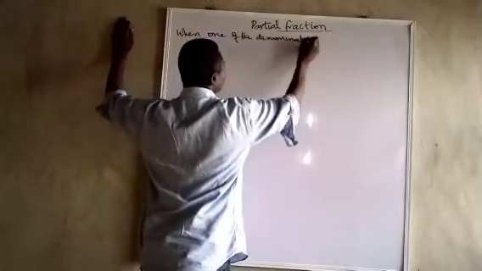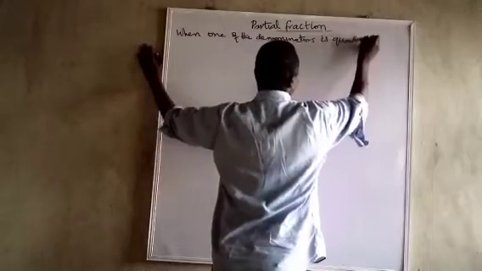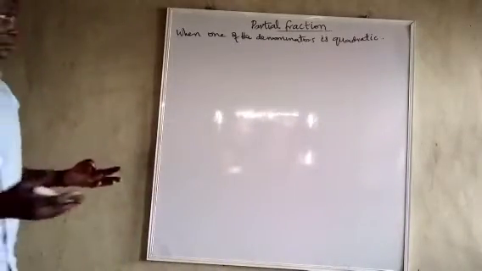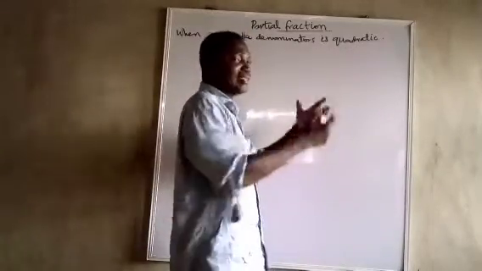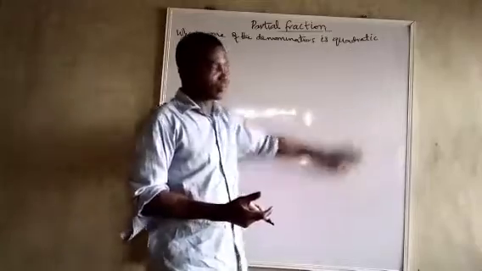Denominator is quadratic. That is, it doesn't have simple roots. What do I mean? The roots are complex, so we cannot break it down easily any further. It's going to have complex roots, so we leave it in quadratic form.